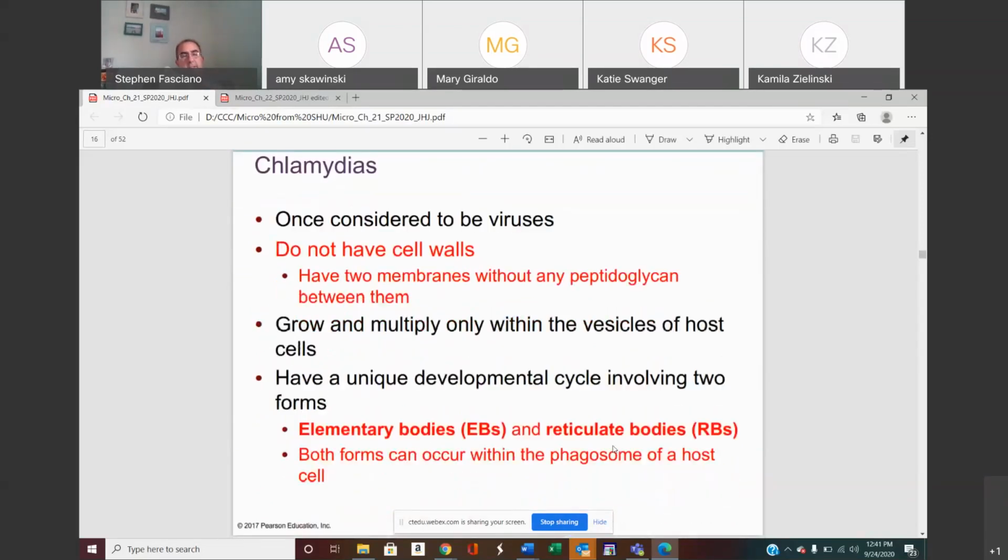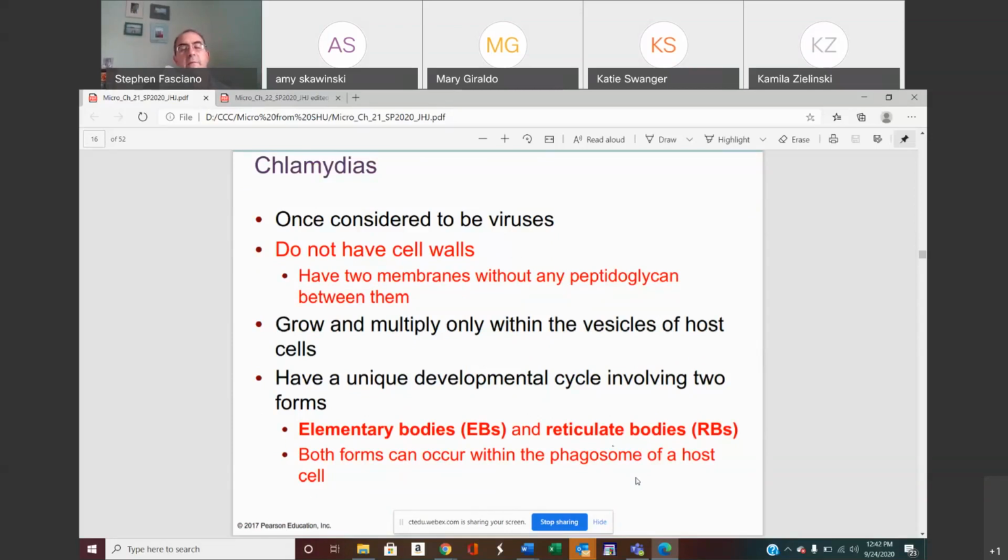We get to chlamydias. Chlamydias were once considered to be viruses. Chlamydias don't have cell walls. They have 2 membranes, and they don't have any peptidoglycan between them. So they're not just gram-negative. They don't have any cell walls at all. They have a unique developmental cycle involving 2 forms, what are called elementary bodies and reticulate bodies, but both forms can occur within the phagosome of a host cell.